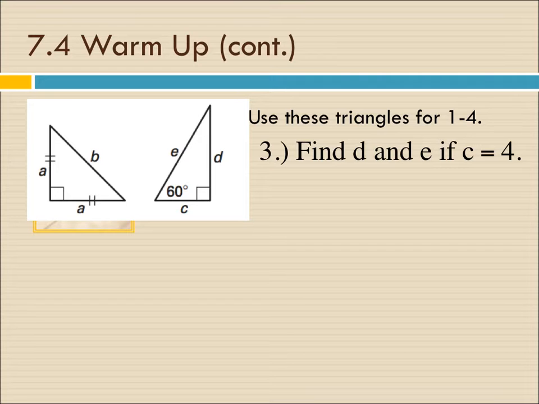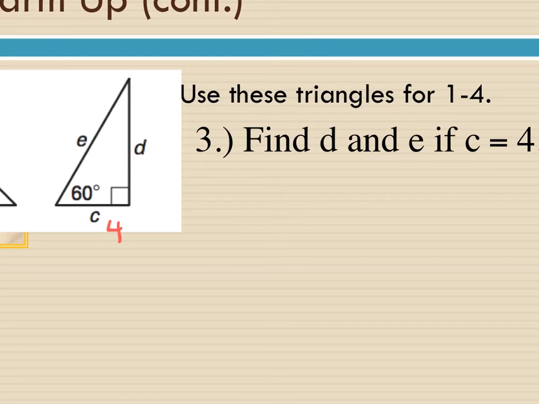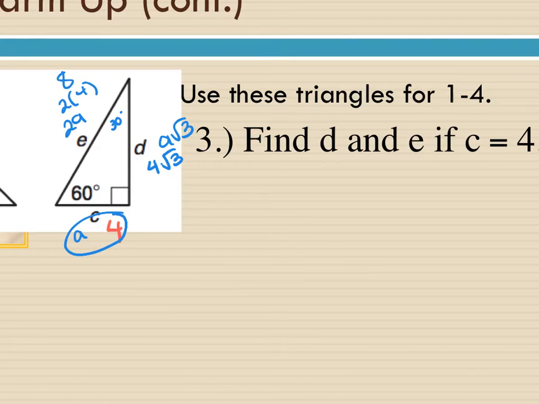Number 3 says find D and E if C is 4. So now we're dealing with a 30, 60, 90 triangle. If the bottom left is the 60, this is the 30. Opposite 30 would be A. Opposite the 60 would be A root 3. Opposite the 90 is 2A. This is the one I have a value for. So if A is 4, then D is 4 root 3, and E is 2 times 4, or 8. So D, 4 root 3, E, 8.